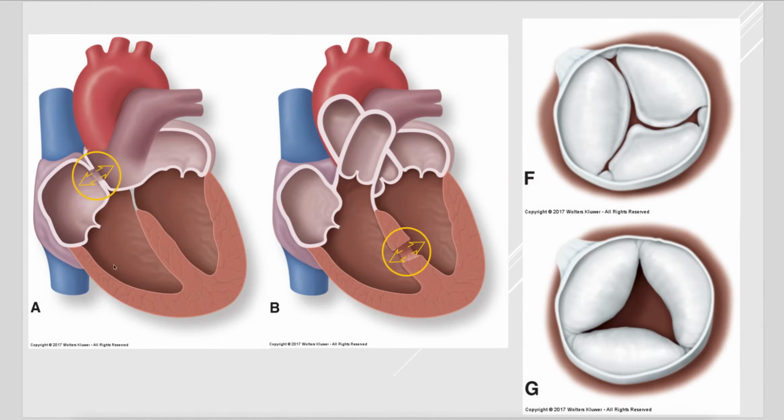So here's just a couple of examples. This is a septal defect in the atria. This is known as a patent foramen ovale. There's one in the ventricles. This is just a couple of examples. There are other possibilities also. And then here we have stenosis of the tricuspid valve.